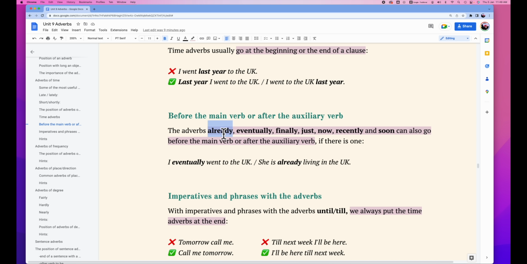But some adverbs like already, eventually, finally, just, now, recently, and soon, could go before the main verb or after the auxiliary verb, like this. I eventually went to the UK. She is already living in the UK.